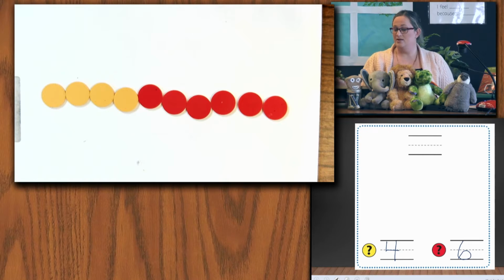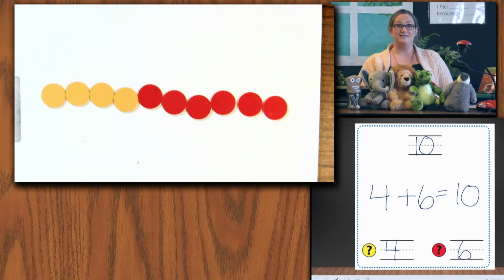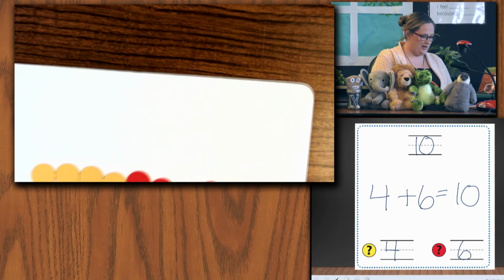Very good. Write the equation on your board. 4 plus 6 makes 10. 4 and 6 are a friend of 10. They make 10. All right.